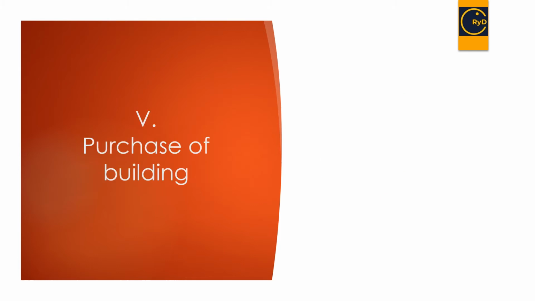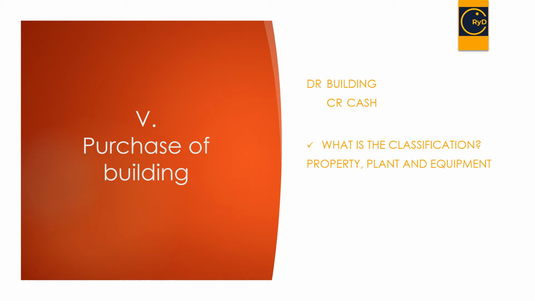Next, we have purchase of building. So we debit building, we credit cash. So what is the classification of a building, it is a property, plant, and equipment under our non-current asset as FP. So the activity is investing.